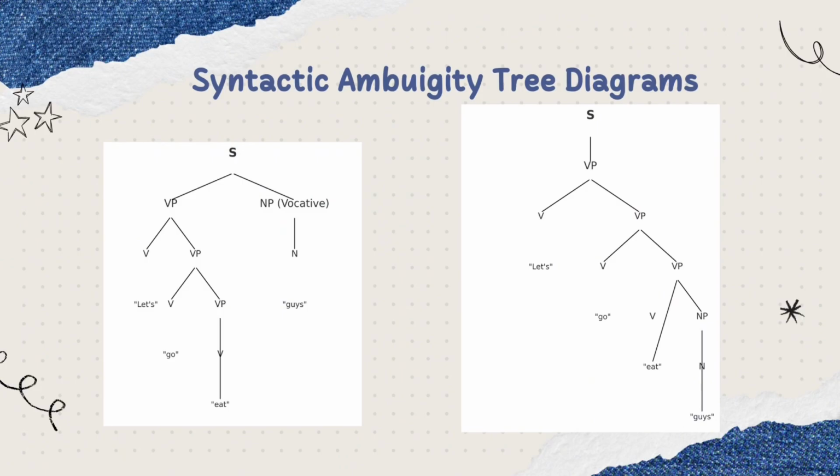On the right-hand side, the diagram shows the structure without the comma. Let's go eat guys. In this case, guys is the part of the predicate and functions as the direct object of the verb eat. This makes guys the thing being eaten, creating a completely different and unintended meaning.